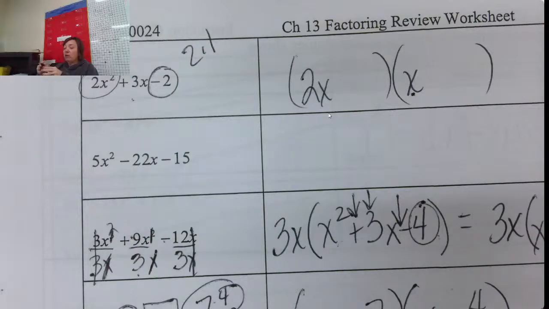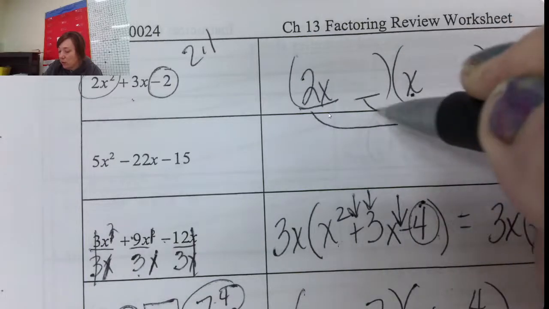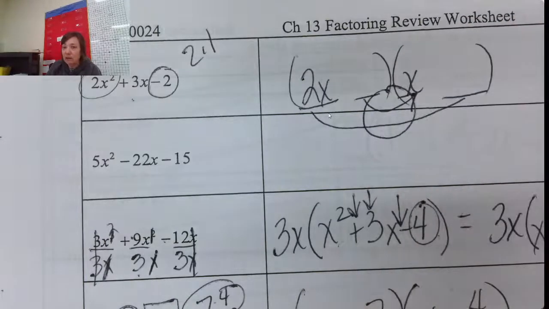It's not a thing where you can just stick them wherever you want willy-nilly. You have to put them in so that when they multiply, that outside and that inside, and you add those together, you get 3x. So when we multiply this and this, and we multiply this and this, and we add those together, we've got to get 3x right there, right?